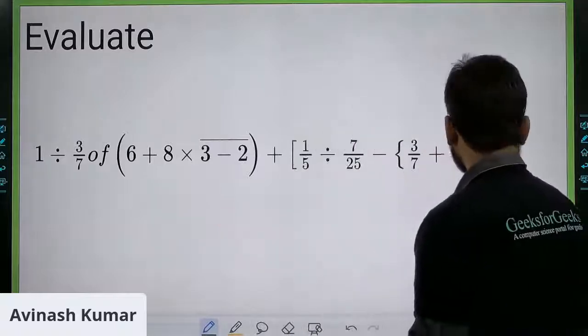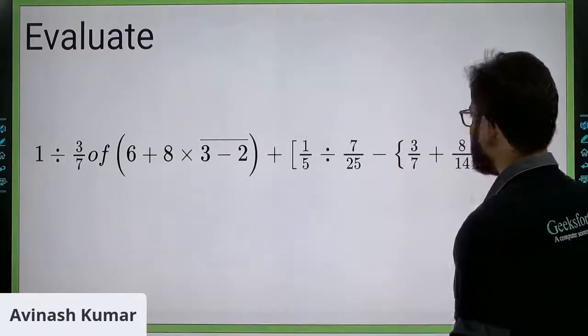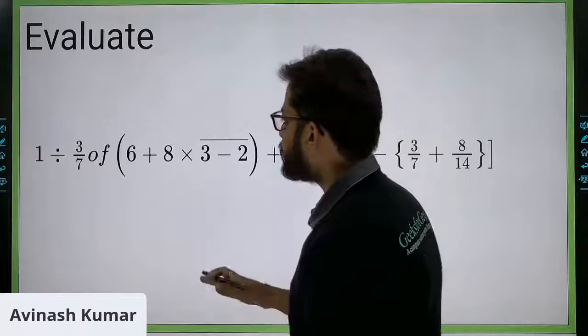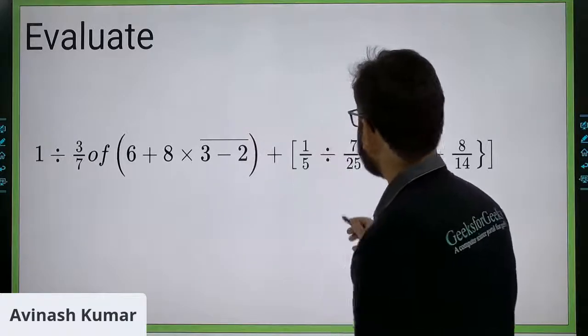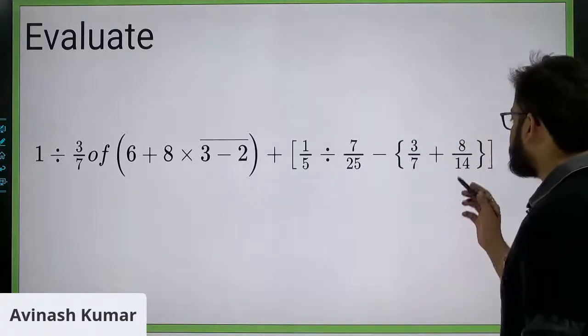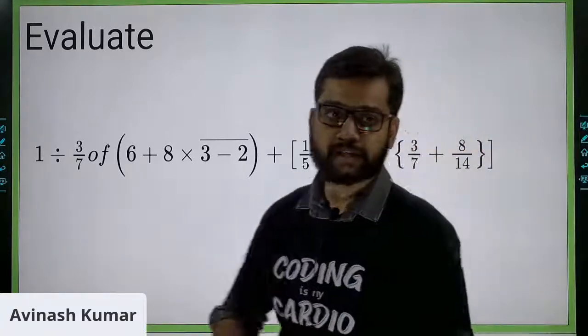Now just see the first question. Our first question is 1 divided by 3 by 7 of 6 plus 8 multiply by 3 minus 2 bar, plus 1 by 5 divided by 7 by 25 minus 3 by 7 plus 8 by 14. It seems like a very huge question.